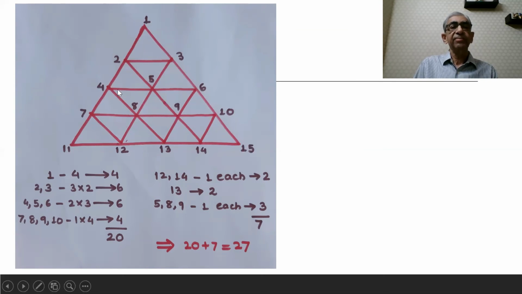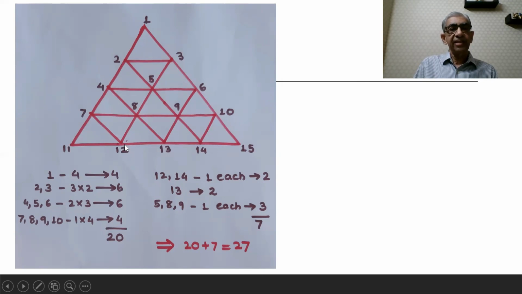Now from vertex number 2 and 3, 3 triangles are formed. 1, the bigger one, and the bigger one. So 3 into 2, 6. From vertices 4, 5, and 6, 2 triangles are formed. This and the bigger one, this. So 2 into 3, 6. And from vertices 7, 8, 9, and 10, only one triangle is formed. So 4. So this becomes 20.